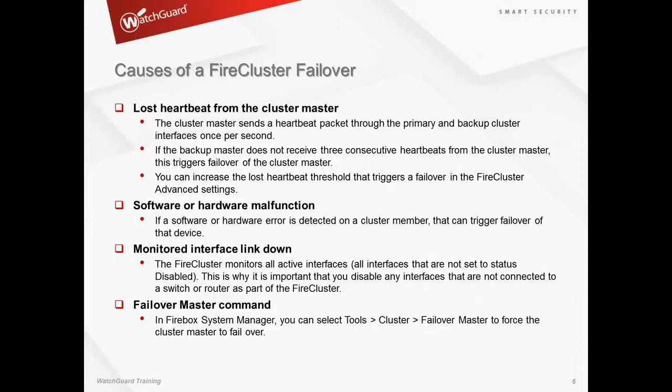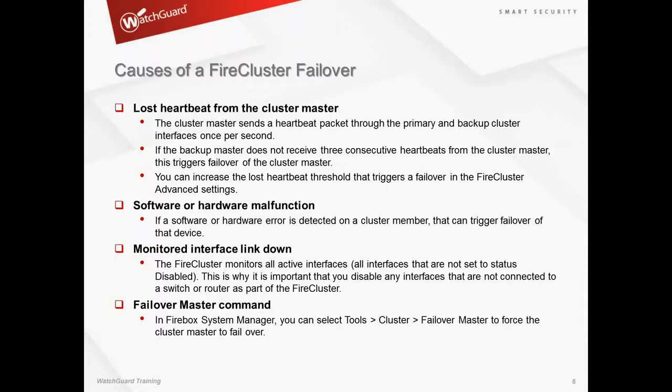So here we see a cluster master sends a heartbeat packet through the primary and backup cluster interfaces once per second. Now, in some cases, you might be out of real estate with your interfaces. You might only have the primary, but obviously, as we talk about best case scenario, it also includes having a backup cluster interface as well. You can increase the lost heartbeat threshold that triggers a failover, as we see here. You can set that manually if 3 isn't sufficient for your needs.